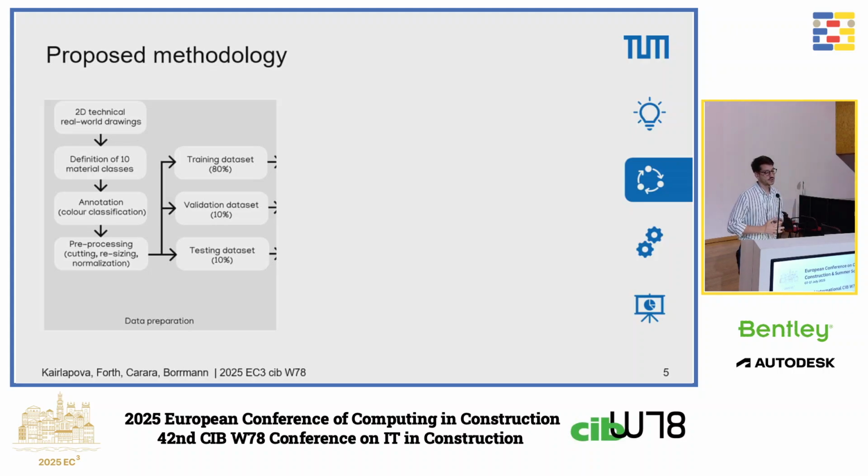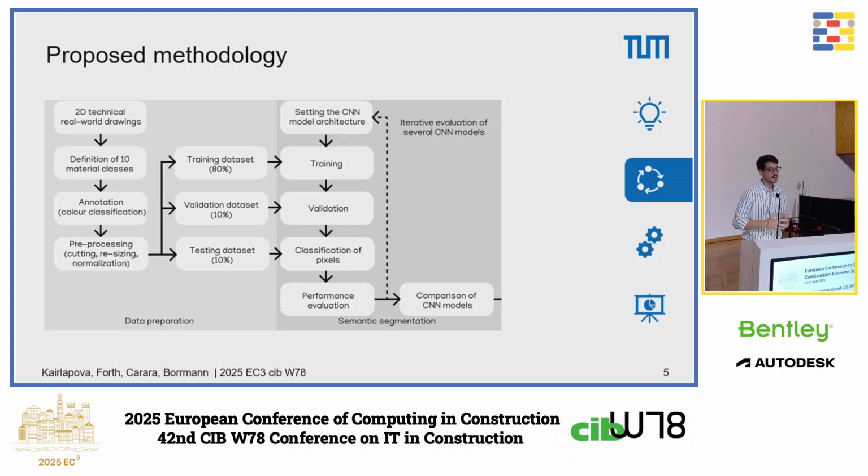Later I'm going to introduce that we had 3 different types of data sets: hand-drawn, BIM-based, and CAD-based data sets, which all have their different hatching types and challenges. After we had these 2D technical real-world drawings, we defined different material classes, annotated them, pre-processed them, and split them into training, validation, and test data sets.